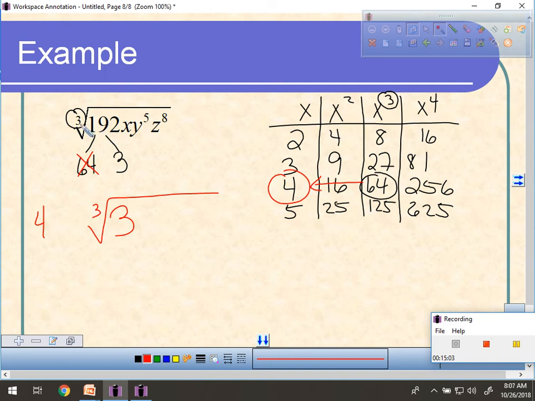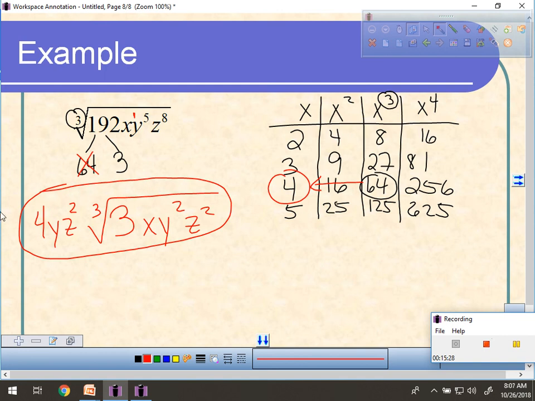And then now let's talk about my variables. Notice the understood power on this x is a 1. Well, 3 can't go into 1, so I'm going to leave that x inside. 3 goes into 5 one time. It leaves a remainder of 2. 3 goes into 8 2 times, and it leaves a remainder of 2. And so that will be my answer for that. 4yz squared, the cube root of 3xy squared z squared.